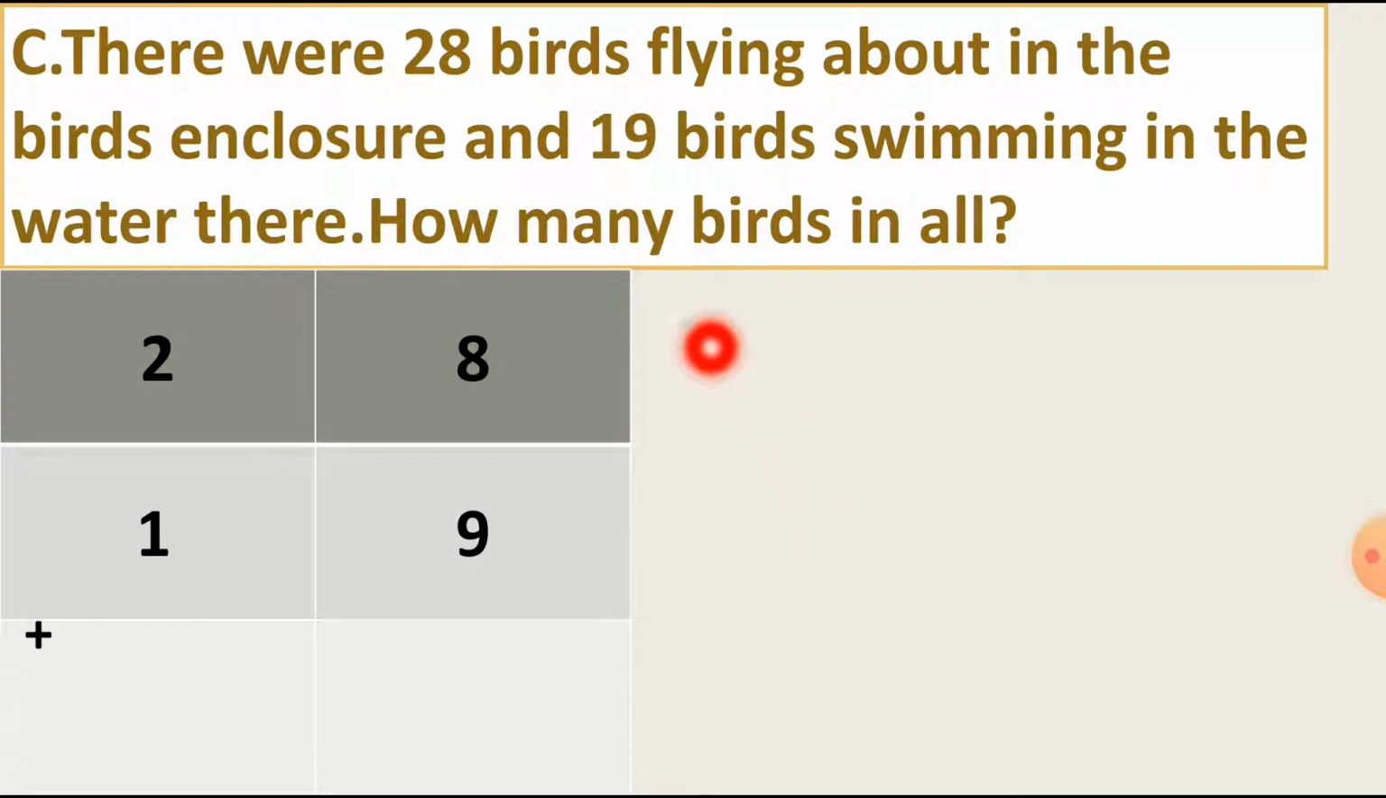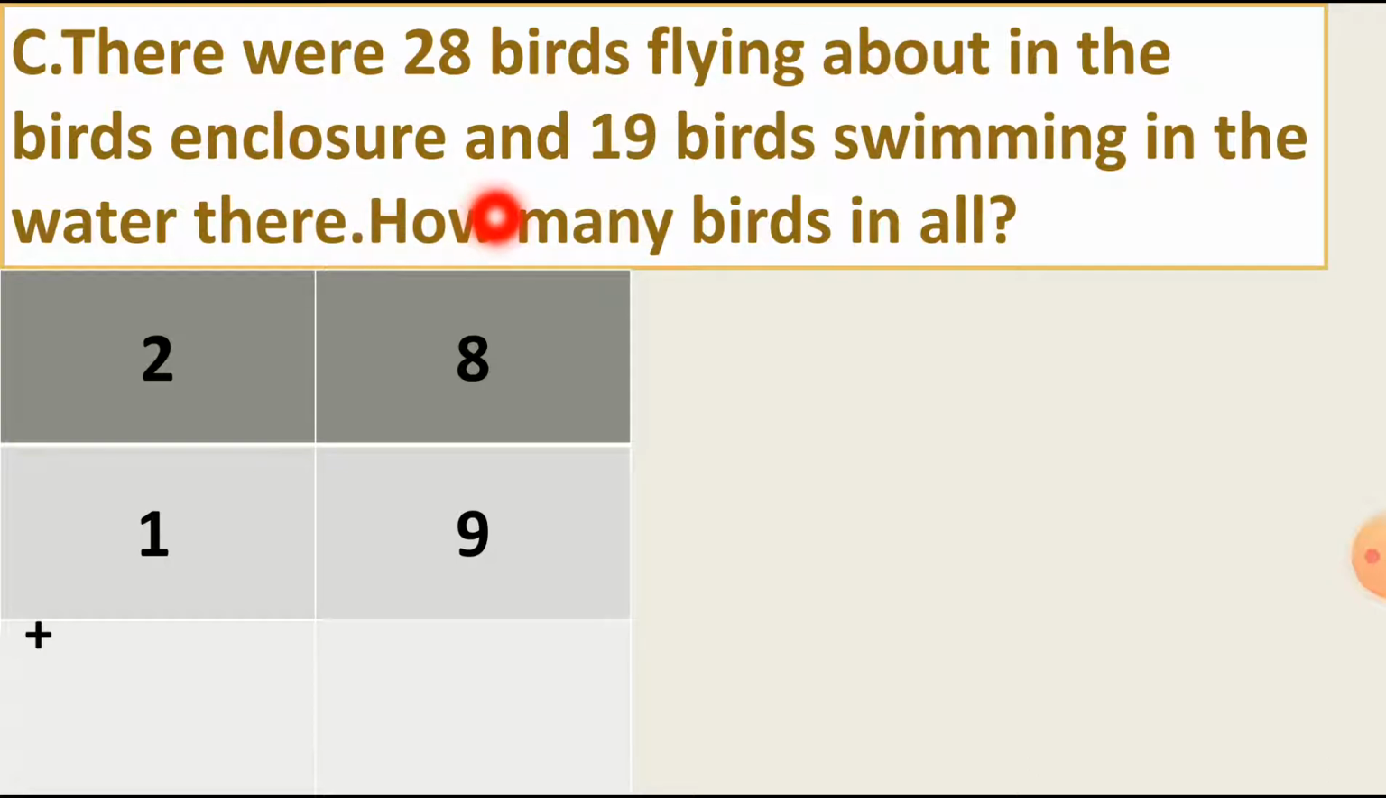Now sum number C here is that there were 28 birds flying. I hope that you have seen birds flying in the sky. So there were 28 birds flying about in the birds enclosure.